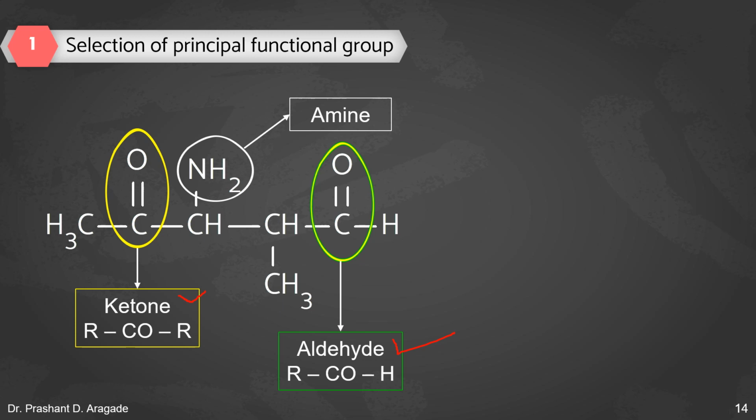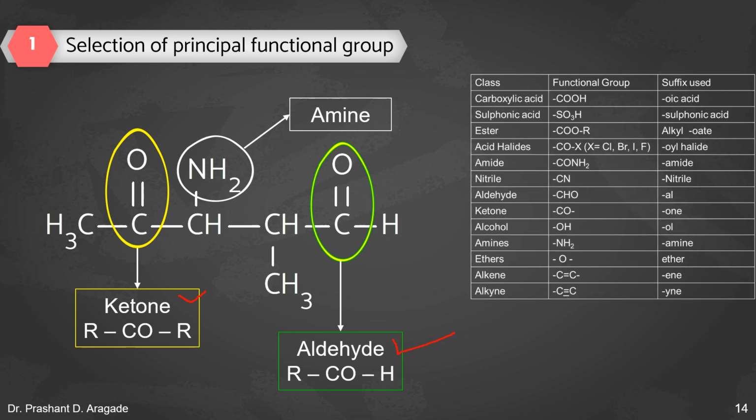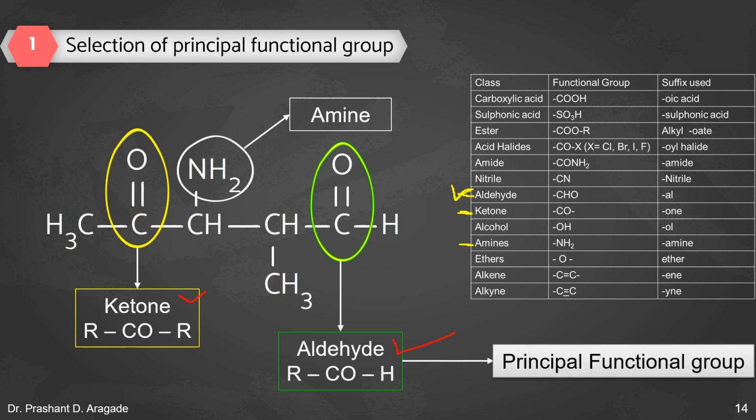So first step is what? Selection of principal functional groups. How do you select the principal functional group? Correct, from the priority table. So here is the priority table. If you see the priority table, here is aldehyde, then amine is present here and ketone is present here. So among these three functional groups, aldehyde secures the higher preference or higher priority over the ketones and amine functional group. Hence, aldehyde is considered as principal functional group.